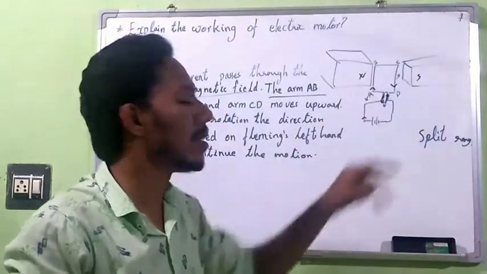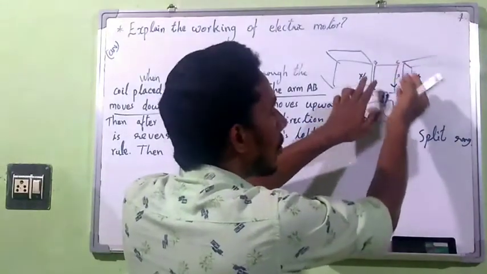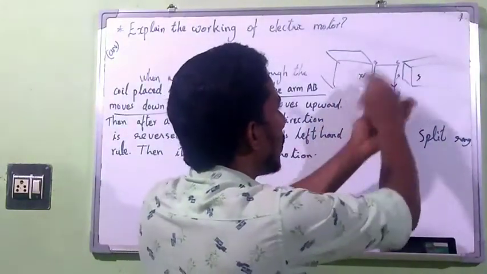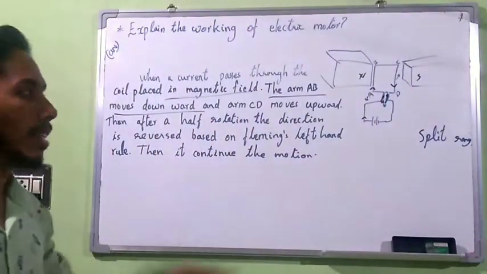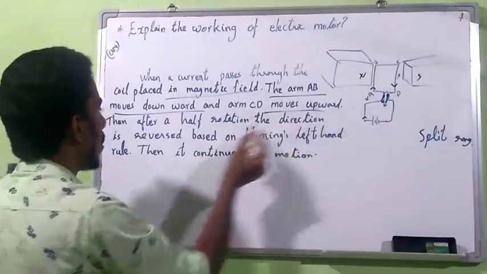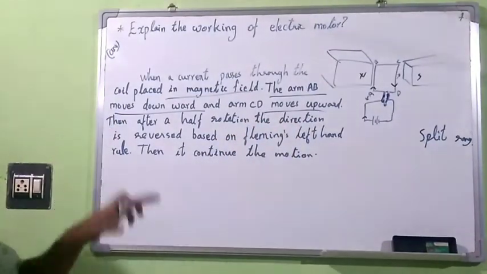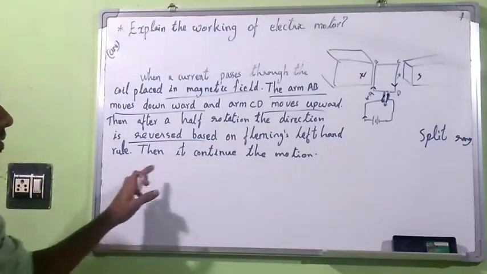So this arm CD moves upward, this arm downward and this arm upward. It will experience a rotational effect. That is why it acts as a motor. The arm CD moves upward, then after a half rotation, the direction is reversed based on Fleming's left hand rule.